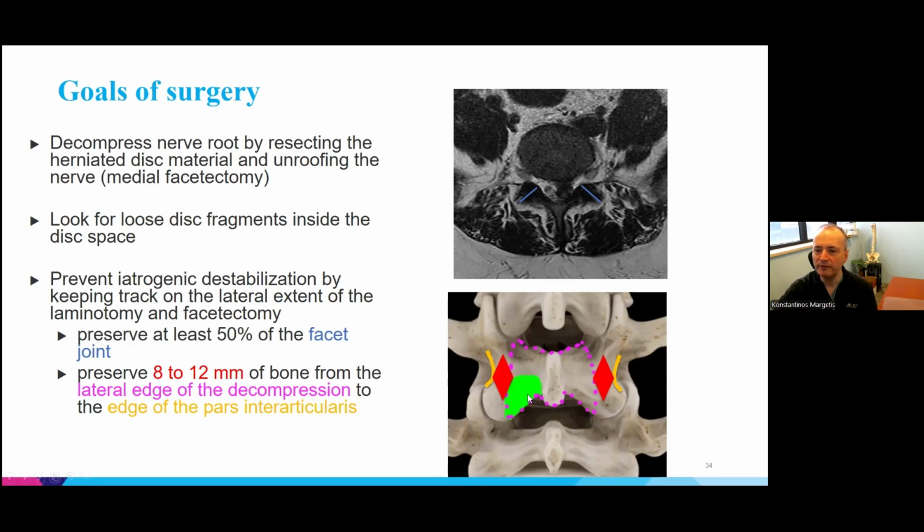And we need to be very careful not to remove too much bone. If we remove too much bone when we do that operation, we can create iatrogenic instability. There are some rules that we follow, but the general principle is that we need to preserve that side of the lamina here. If we remove too much bone and get very close to that yellow line, then this bone might crack there, and the patient might have severe low back pain from this fracture.